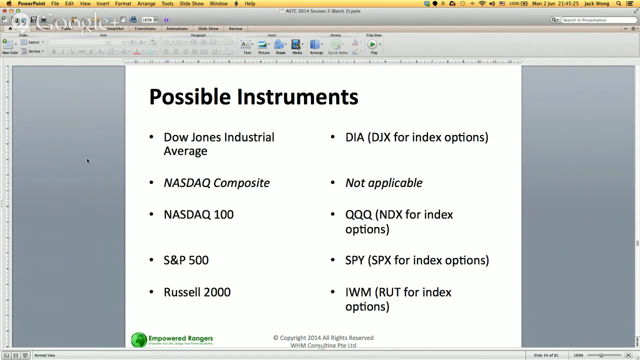So the idea is, if you are looking at the Dow Jones Industrial Average, there is DIA, which is an ETF, and for the index options it is DJX. That's optional. For the Nasdaq Composite, the one that I don't really look at, because Nasdaq Composite is not tradable. So why do we look at something that is not tradable? So I have not looked at Nasdaq Composite all this while. Those who follow my weekly market review posted on YouTube will notice that I never talk about Nasdaq Composite. I only talk about Nasdaq 100.